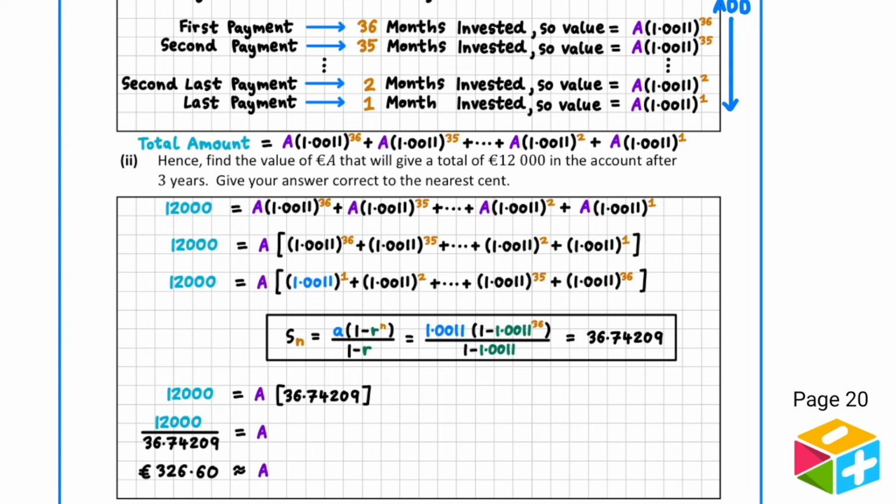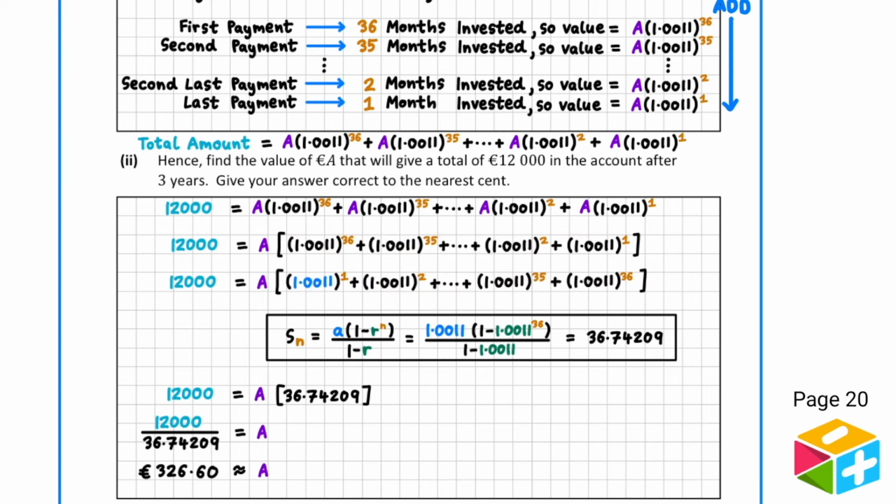Next, I'll reorder the sum inside the square brackets. Instead of writing our powers in decreasing order from 36 down to 1, instead I'll write them in increasing order from 1 up to 36. The reason that I'm doing this is because it'll make it easier to apply the sum of a geometric series formula.